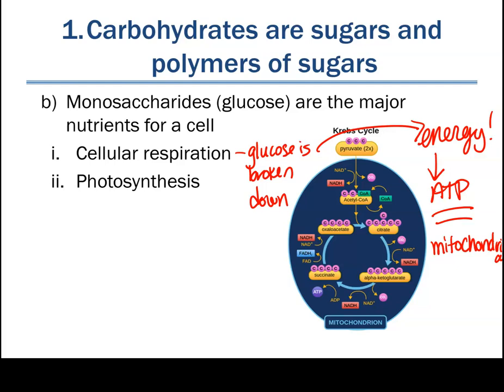The process of photosynthesis, which is in a very loose way the opposite of cellular respiration, is where we build glucose to store energy. So our plants do this, and then we eat the plants, and then we get the energy from the plants. So plants are building up glucose, this really important monosaccharide for us.